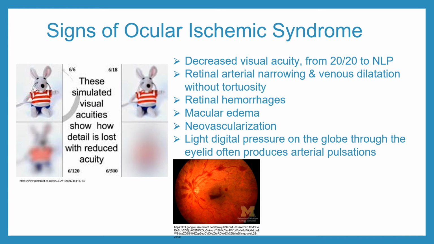Some signs you may notice when observing a patient with ocular ischemic syndrome include decreased visual acuity all the way from 20/20 to no light perception, retinal arterial narrowing and venous dilatation without tortuosity. Retinal hemorrhages are also possible, as well as macular edema, neovascularization, and arterial pulsation upon putting light pressure on the globe with your fingers through the eyelid, of course. So a fundus exam would be very important in suspected ocular ischemic syndrome.